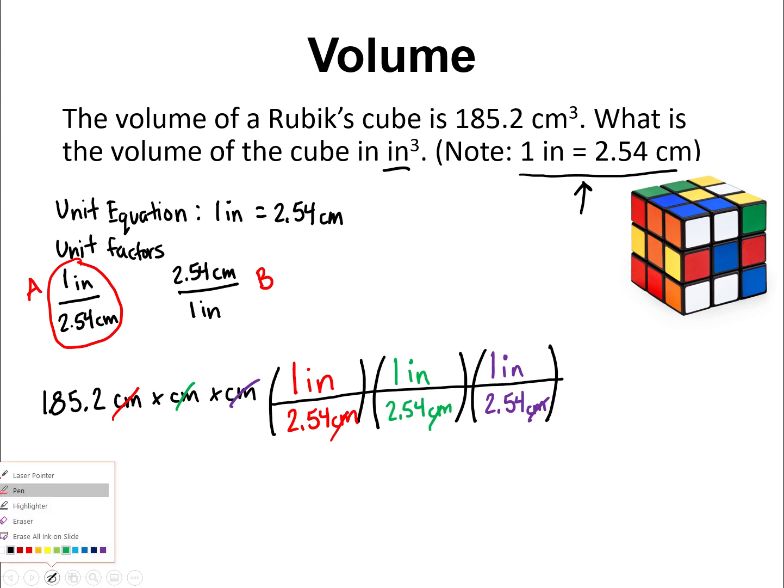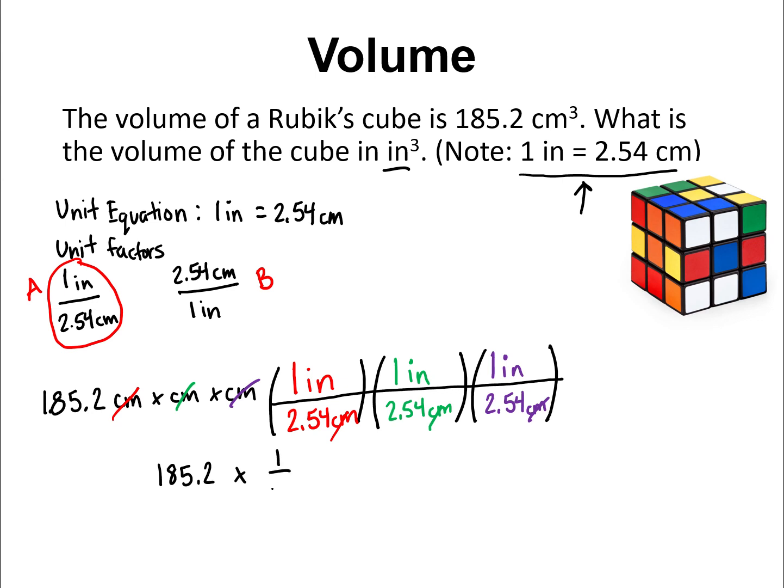So when you do all that math and you put it into your calculator, what you're really doing is 185.2 times 1 over 2.54 cubed. Your calculator is going to tell you 11.3015 and a bunch of other numbers. That's the calculator answer.